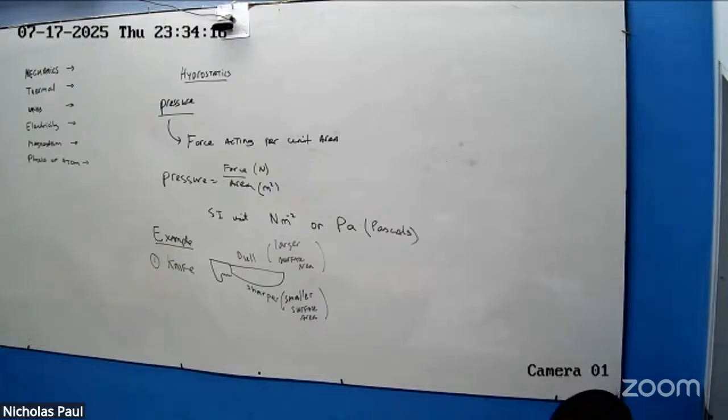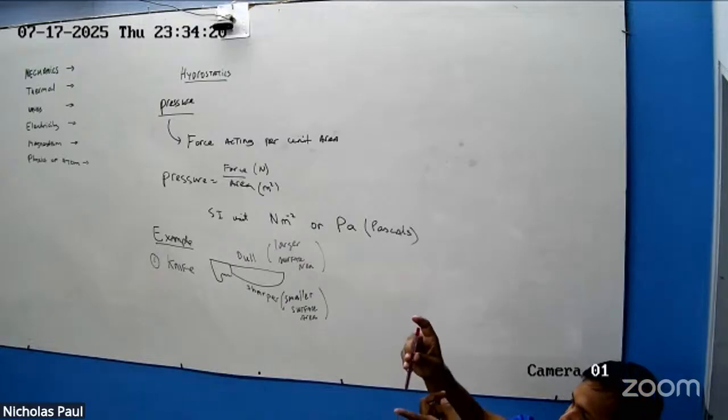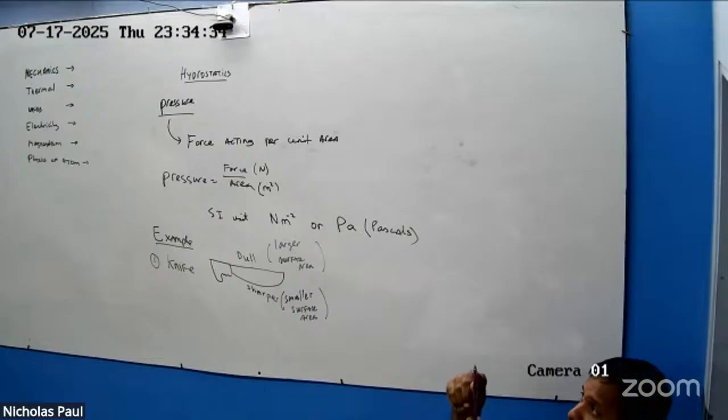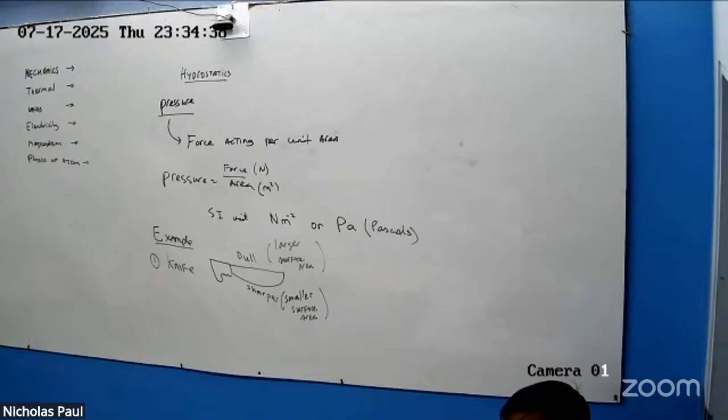Take a pencil, for example. If you apply a force on the pointy side against your finger, you'll recognize that it will hurt a lot more than turning it around and applying the same force. So the pointier side is applying a bigger pressure. So as we see, pressure is dependent on force and area.